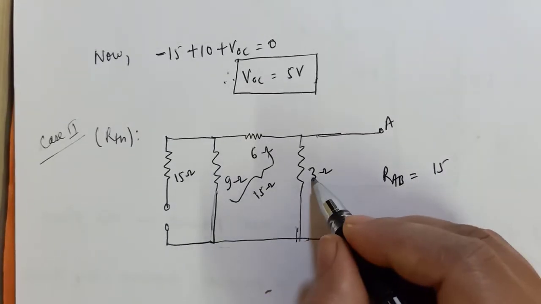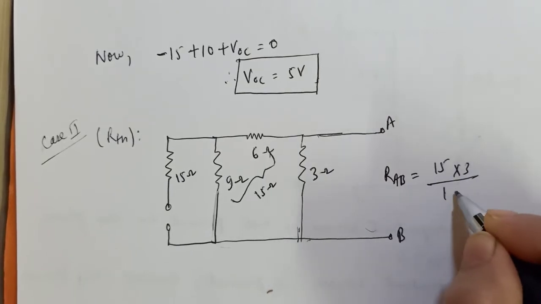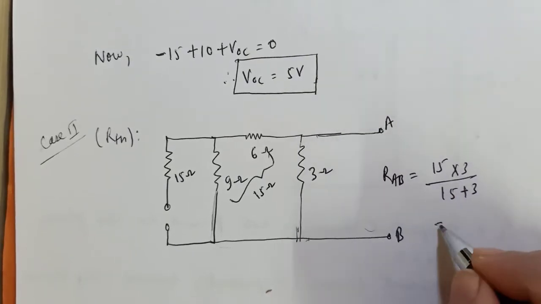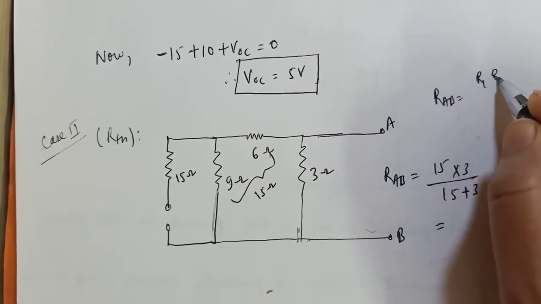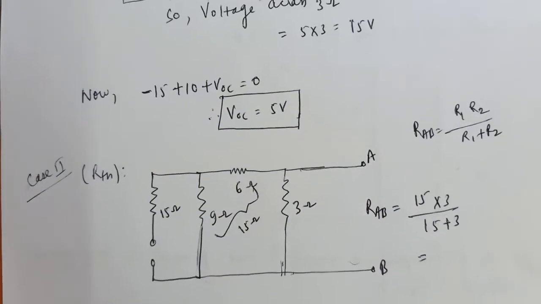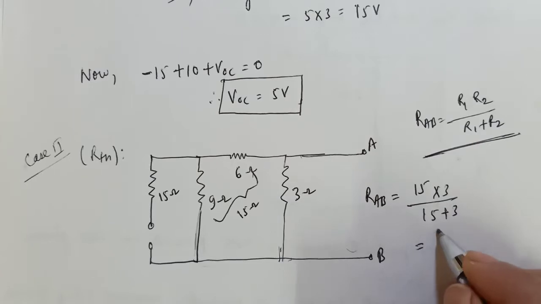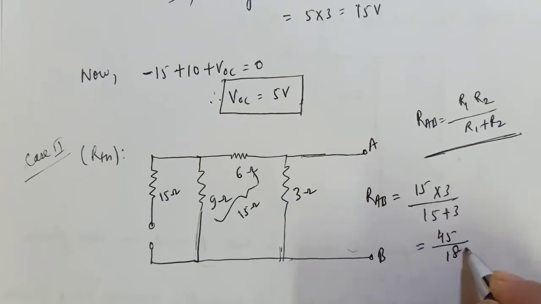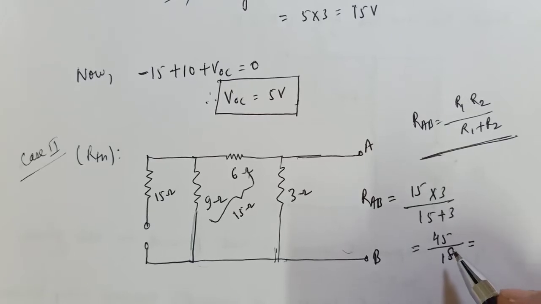This 15 is in parallel with 3 ohm. So 15 into 3 divided by 15 plus 3. Clear? How I calculated? RAB equal to R1 into R2 divided by R1 plus R2. When two resistors are connected in parallel, then you can apply this formula. So 15 3s are 45 divided by 18. So you will get 45 divided by 18 as RThevenin.